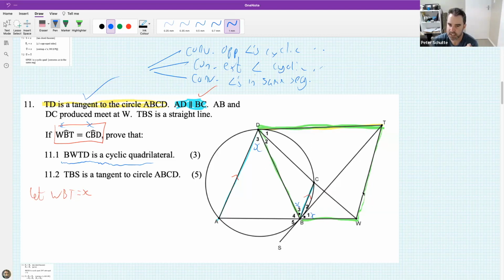Okay, TWD. The problem, Trishan, is that this isn't a cyclic quad yet. We need to show using other stuff that this is a cyclic quad. So what I was thinking is, if we could show that this angle is equal to this one, or this one is equal to this one, and so on. I'll give you a hint. Think about the tangent. What do you think the tangent gives us that might be helpful? So if we have this angle here, what does D1 equal to?